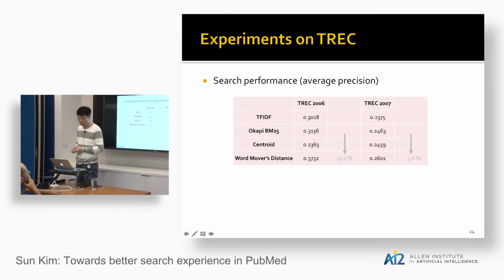So this table shows the search performance in average precision. We compare the performance with some baseline methods, TF-IDF, BM25, and also using the centroid of word vectors from queries and documents. So for TREC 2006, word mover's distance is 19% better than BM25. For TREC 2007, word mover's distance is 6% better than BM25.